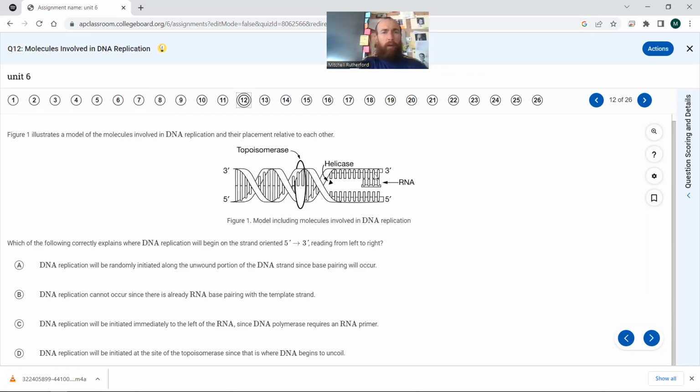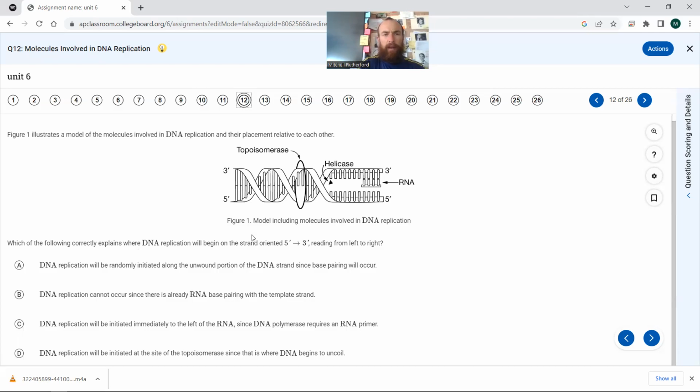Okay, we've got to take a walk from 3 to 5, which means that we're going to build from 5 to 3. And on the top here, walking from 3 to 5, we're going to build 5 to 3 there. And so we have a replication fork. It's not very open here. It looks like they should be separated a little more. We need some single strand binding proteins in there. But it's saying where DNA replication will begin on the strand oriented 5 to 3, reading from left to right. Lord, this is just a terrible diagram.